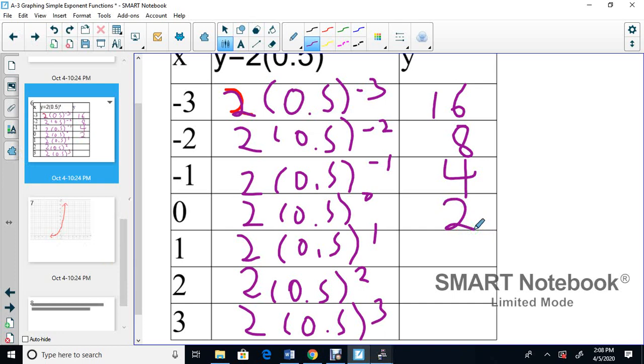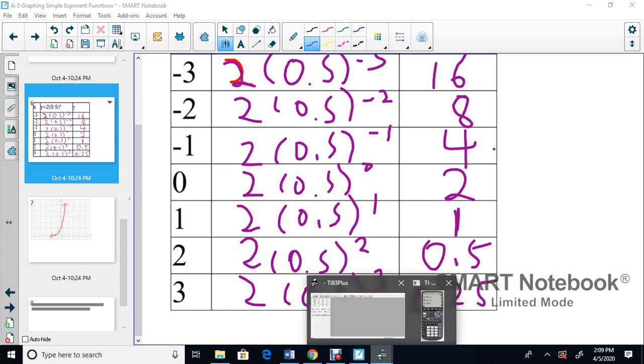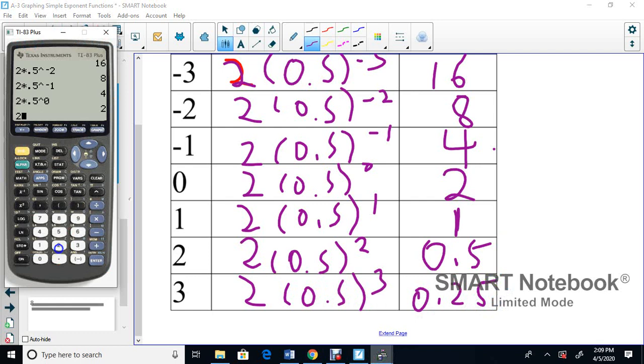16 divided by 2 is 8. 8 divided by 2 is 4. 4 divided by 2 is 2. 2 divided by 2, this one's going to be 1. 1 divided by 2, I think it's going to be 0.5. A half divided by 2, a half of a half. That's 0.25, or let's check if that's right. 0.25. Let's check if the last one's right. 2 times 0.5 to the exponent 3. 0.25. So we've got all our numbers.